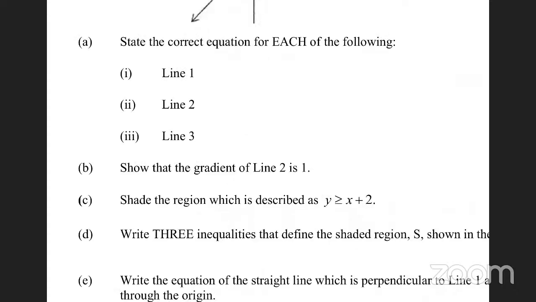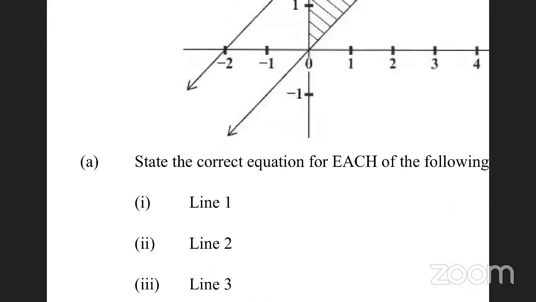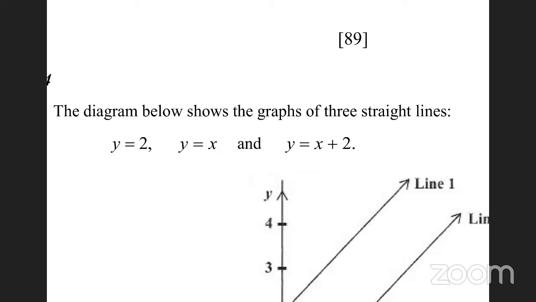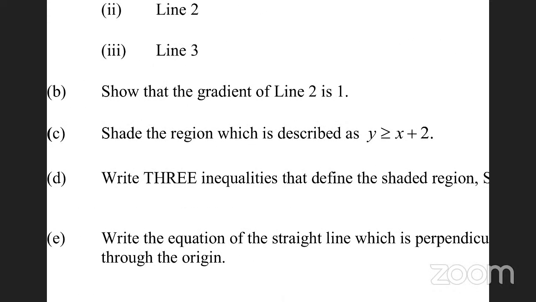Right, they have some more things. Show that the gradient of line 2 is 1. That is easy, right? Show that the gradient of line 2 is what? So y is equal to x, so therefore the gradient here is what? Gradient is 1. Okay? We didn't do shading the regions, right? So forget this for now. We didn't do inequalities as yet. We're coming on to that shortly.